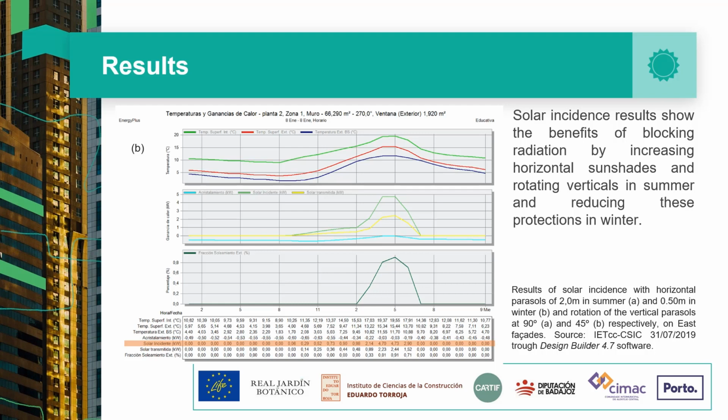In summer, the horizontal sunshades with a minimum width of 2 meters in combination with the vertical devices would minimize the sun rays during the first and last hour of the day on the east and west facades respectively. The greater the inclination of the vertical parasols with respect to the plane of the same one, the greater sun protection of these facades in the summer season.